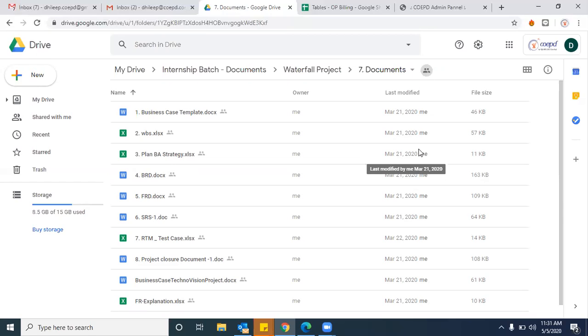So simply we need to understand where to move that information, either to the BRD, or to the FRD, or to the RTM, or some other document. We started moving that information here. That's it. It's not a difficult task.